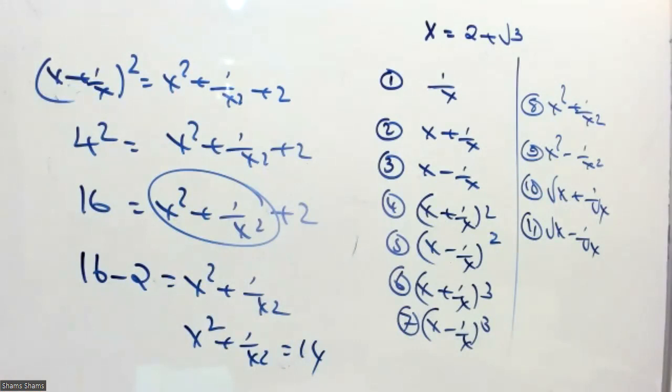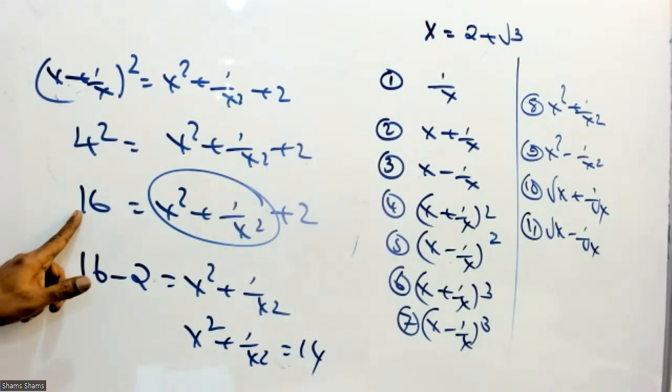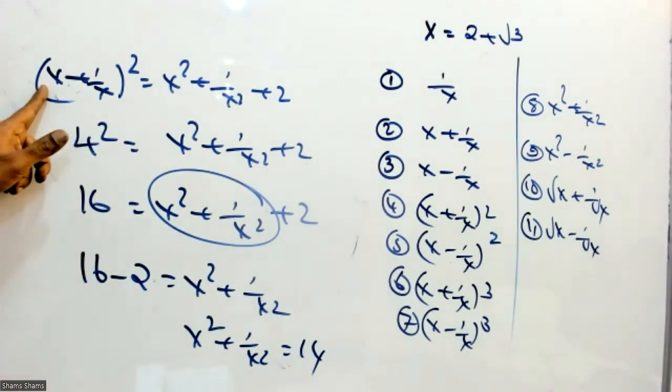Sir, but we could cancel the x square, right? Which x square? This line? No, sir. Sir, I understood, sir. Okay.